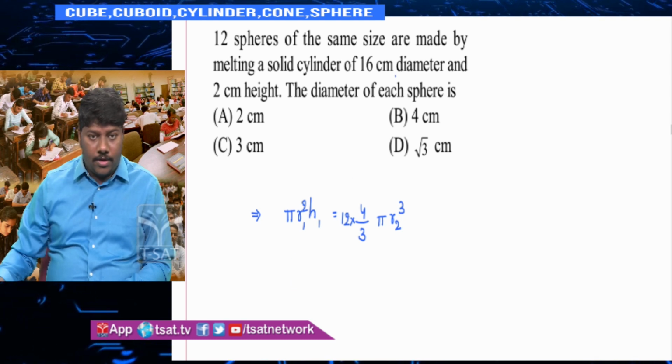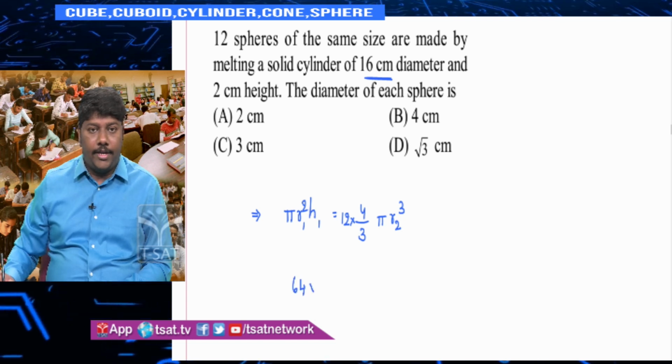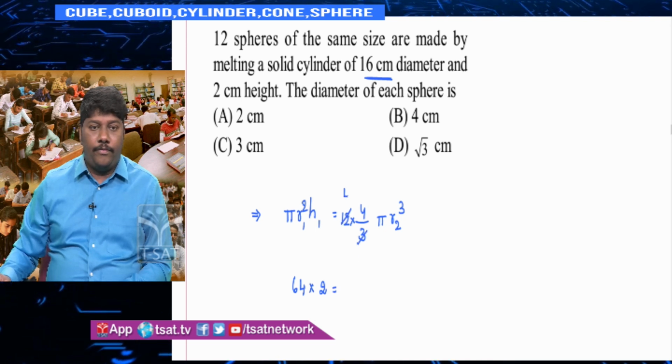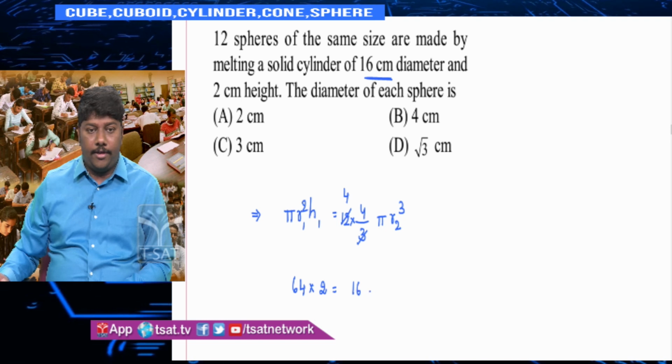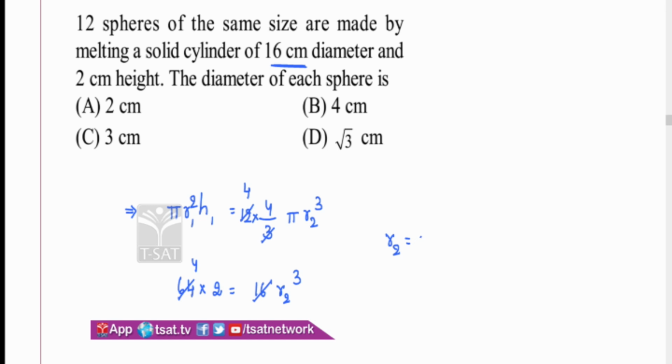R1 diameter is 16, therefore radius is 8. 8 square is 64. Height is 2. 1s are, 4s are, therefore 16. Pi pi cancelled. r2 cube. 16 1s are 16, 4s are 16. Therefore, radius of the sphere is equal to cube root of 8, which is 2. If radius is 2, then diameter becomes 4 centimeter.